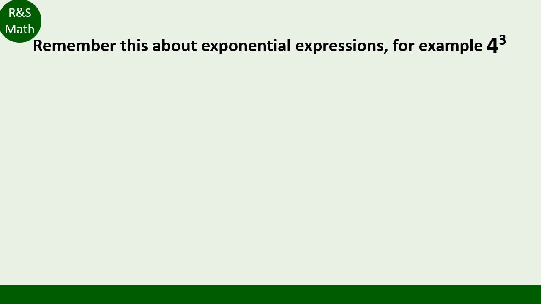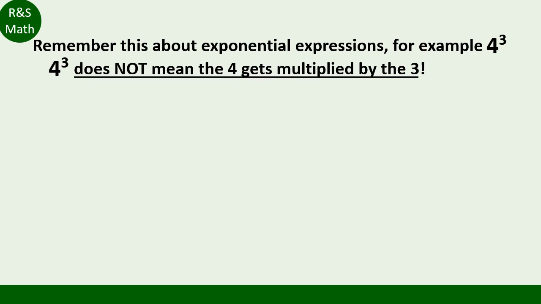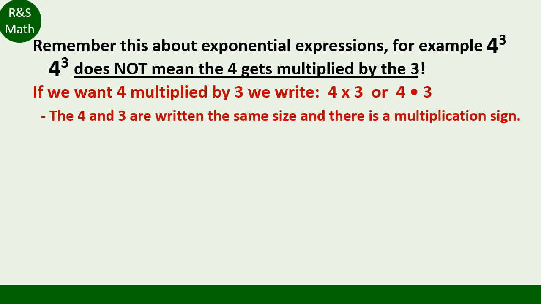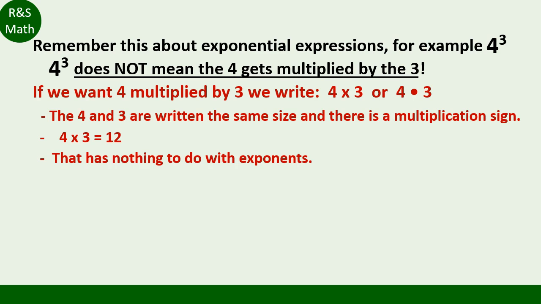Remember this about exponential expressions. For example, 4 to the power 3. 4 to the power 3 does not mean the 4 gets multiplied by 3. If we want 4 multiplied by 3, we write 4 times 3 or 4 × 3. Either multiplication sign can be used. The 4 and 3 are written the same size, and there is a multiplication sign. 4 times 3 equals 12. That has nothing to do with exponents.